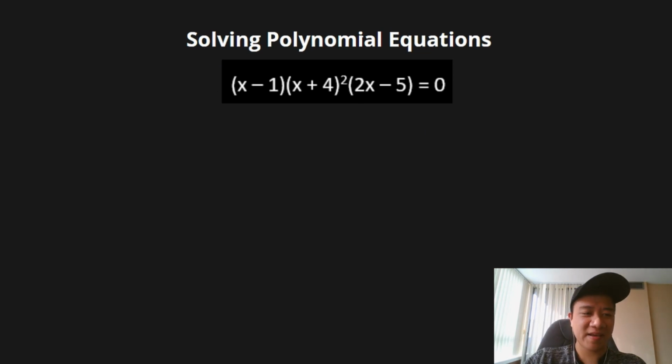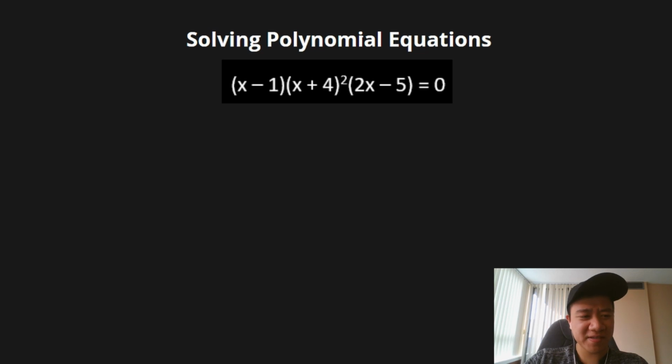Something like this. Here we have a polynomial in factor form and equals 0. So we're trying to find solutions for x, numbers for x that satisfy this equation. Meaning, if we substitute a number for x for all of these, what should come out is 0. That's on the right side.